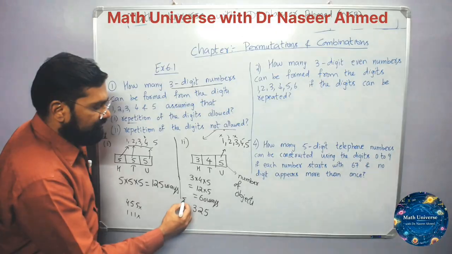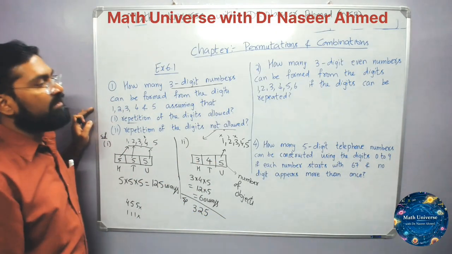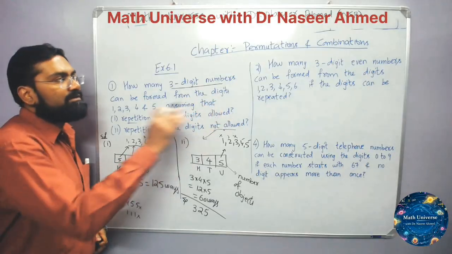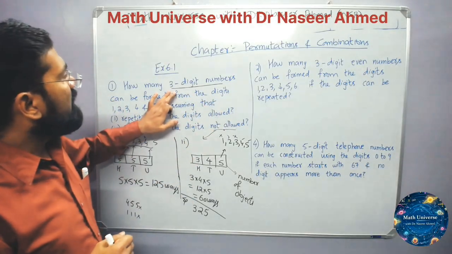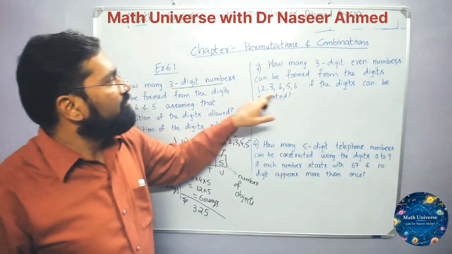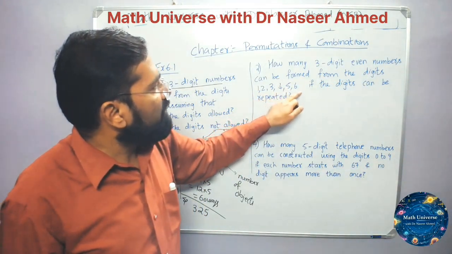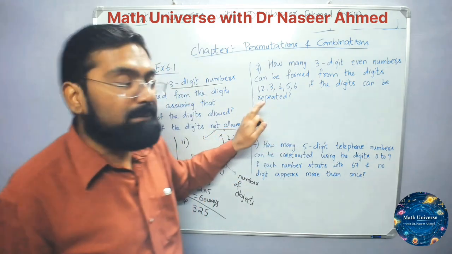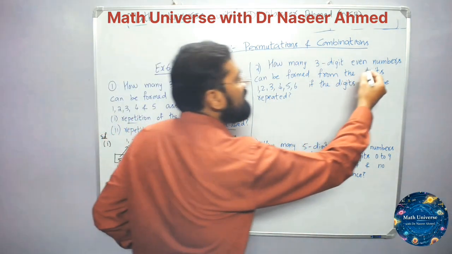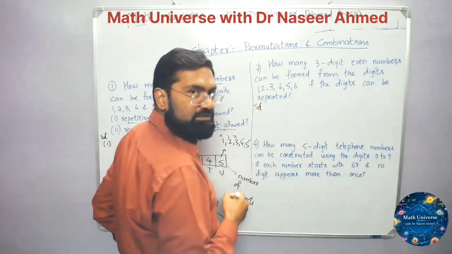So for example, we will have this type of numbers in this arrangement. I have taken all our number types. Now just see, here it is a 3-digit number, but here it is 3-digit even numbers that can be formed from the digits 1, 2, 3, 4, 5, 6 if the digits can be repeated. But here I want even digits. Now to understand this problem, first answer some of my questions.